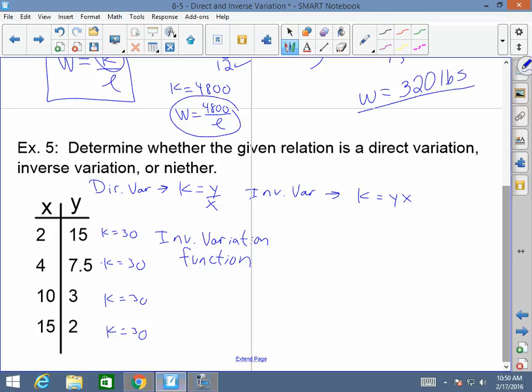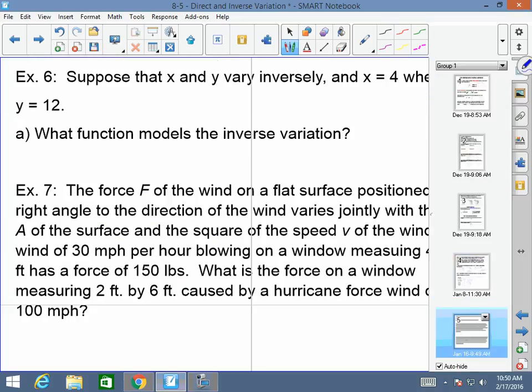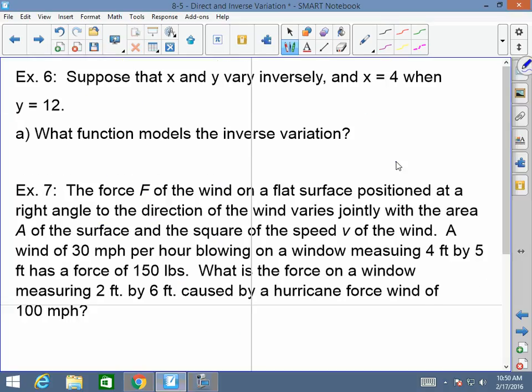And what is the function itself here, gentlemen? If I know my k already, it's inverse variation. Y equals 30 over x. Very good. Awesome. Questions, comments, concerns, problems, issues, dilemmas. Talk to me, brothers. Please. No? We're good? Promise? All right, let's see if you guys are lying to me or not.